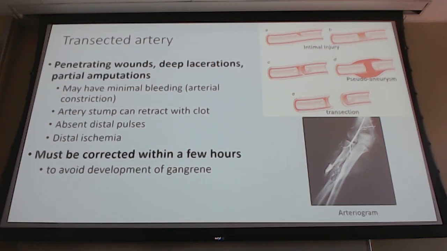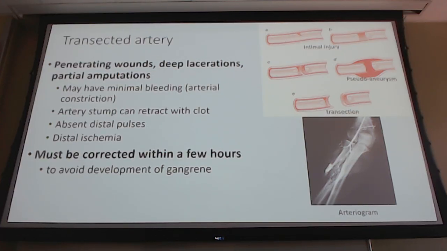All right, talking about transected arteries. Okay, you have a penetrating wound, deep lacerations, partial amputations. Okay, this is a full-on cut through an artery. Okay, you have intimal injuries, which we already talked about before. We have sleeve aneurysm, but a transection is a cut all the way through. Now, you may still have minimal bleeding. Okay, our arterial system likes to retract and clot off if they can.